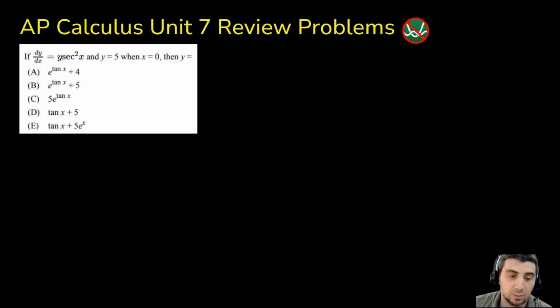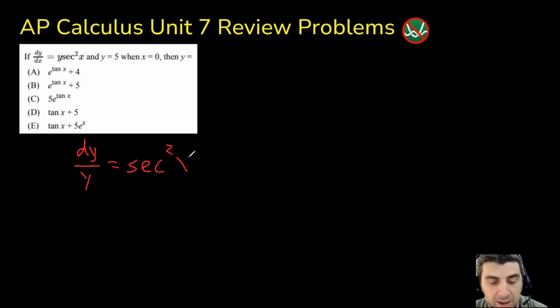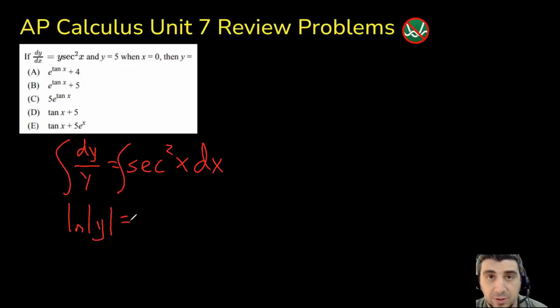dy/dx equals y times secant squared x, and y equals 5 when x is 0, then y equals... here's another separable differential equation problem. So we want to separate the variables. This time you would have dy over y equals secant squared x dx. And we want to integrate both sides. The left side's going to be natural log absolute value of y. Don't forget the absolute values. The other side's going to be tangent x plus c.